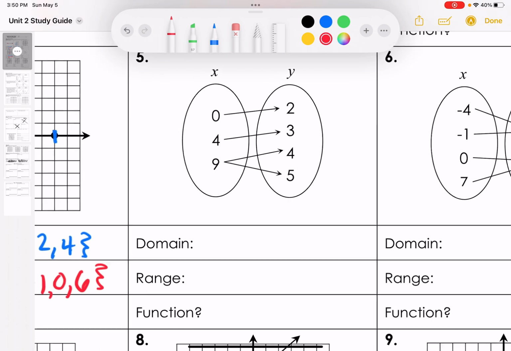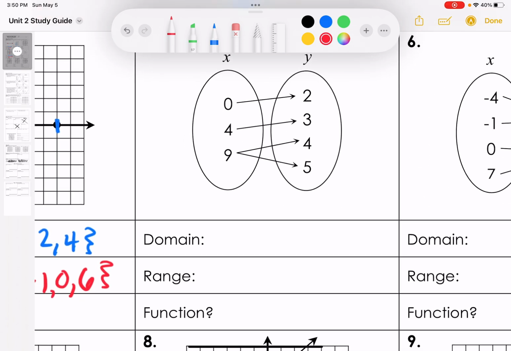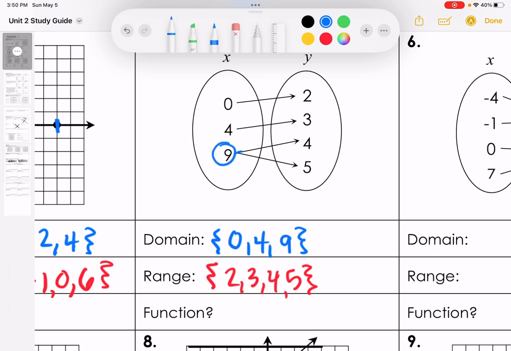Number 5, we're given a mapping. So for my domain, that's my x values, and they already have them listed from smallest to largest for you. Then range is my y values. And then on a mapping, to tell if it's a function, you don't want something having 2 arrows coming out of it, because that means that you're using it twice. So this would not be a function because this 9 goes to 4 and to 5.